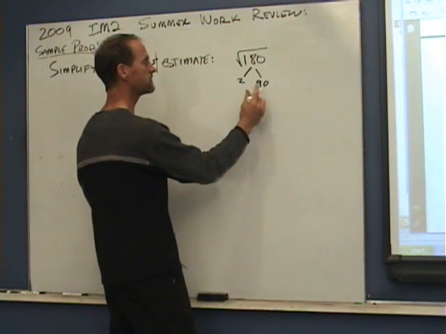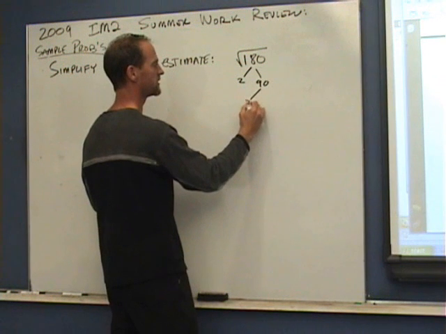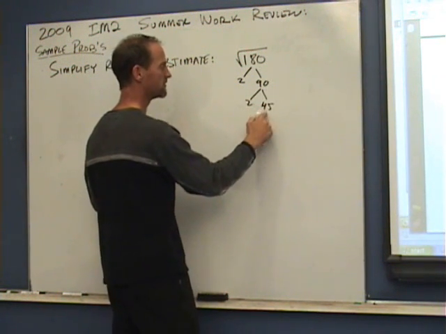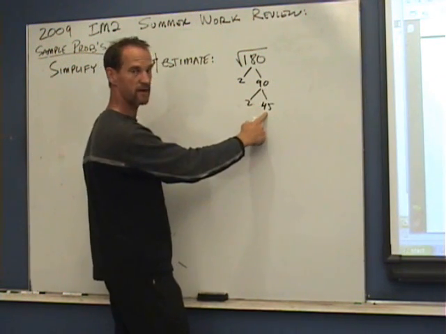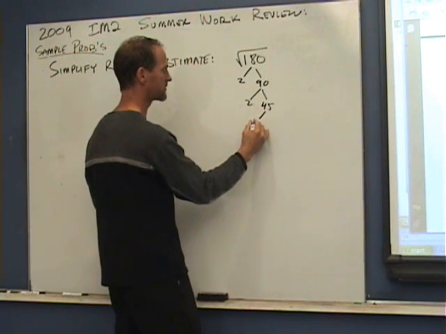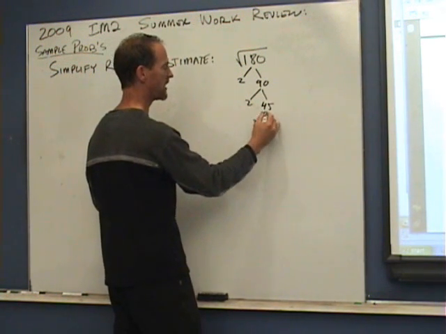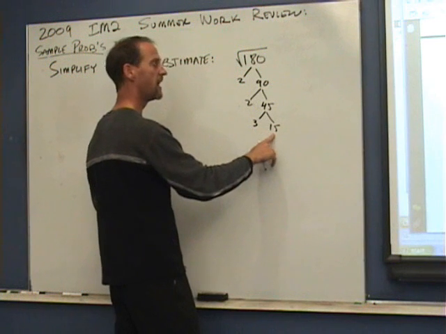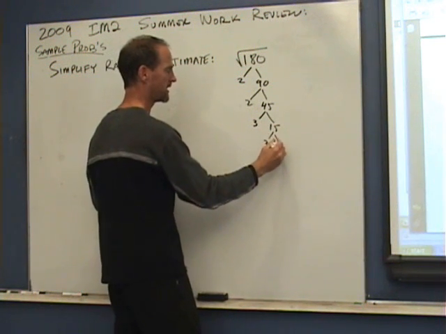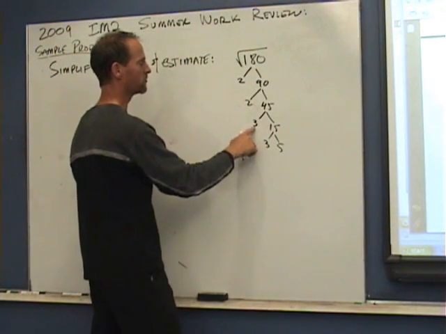Anyway, if you keep going like this, that's an even number, so I take out a 2 and I get 45. 45 is not an even number, so I ask, can I take out a 3? In this case, yes, I can take out a 3. Take out always the smallest possible factor. I get 15. I can still take out a 3, and I get 5. And now these are all prime numbers.